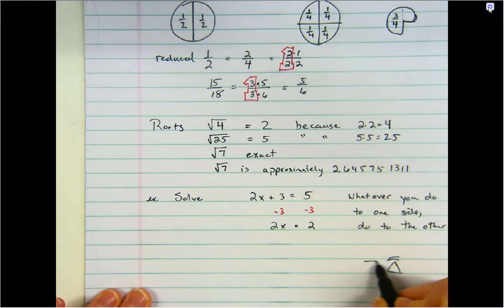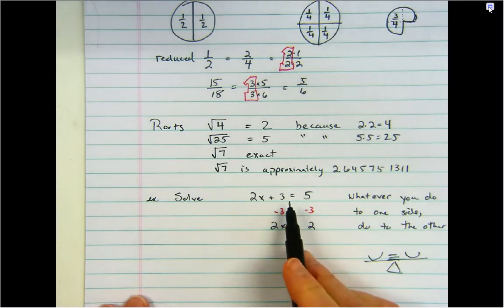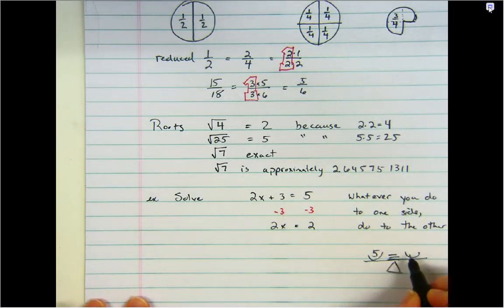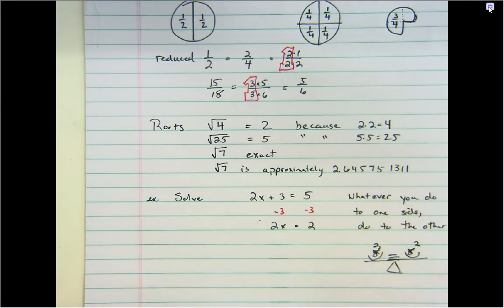Anybody use a balance scale in physics or chemistry? You had to put the same thing on both sides, right? So this equals is like the balance. Both sides are equivalent. And if I keep the same process going to both sides, it'll stay equivalent. So here I subtracted 3 from both sides and got a 2 and a 2x, and they're still equal.